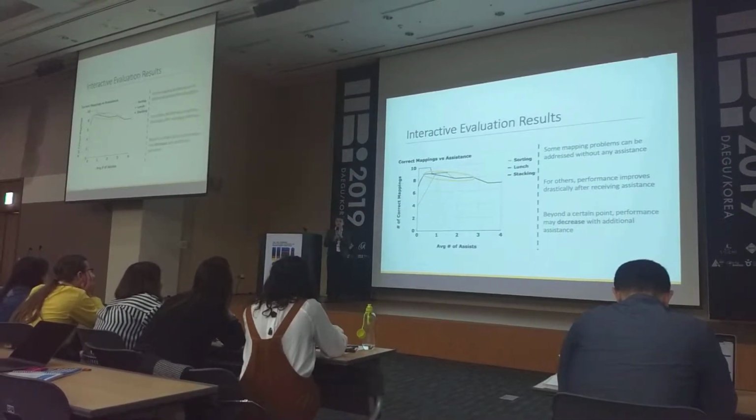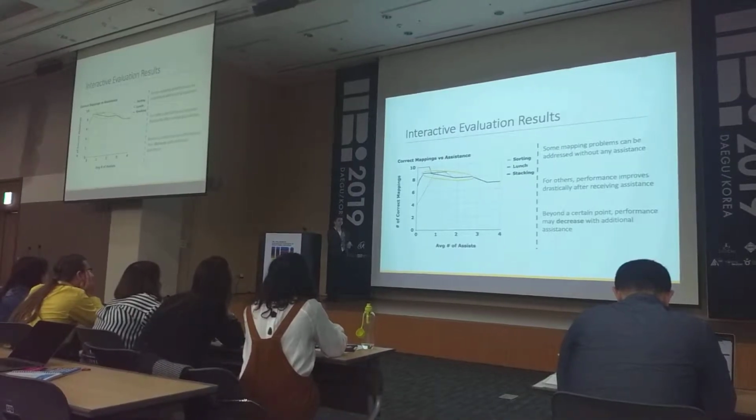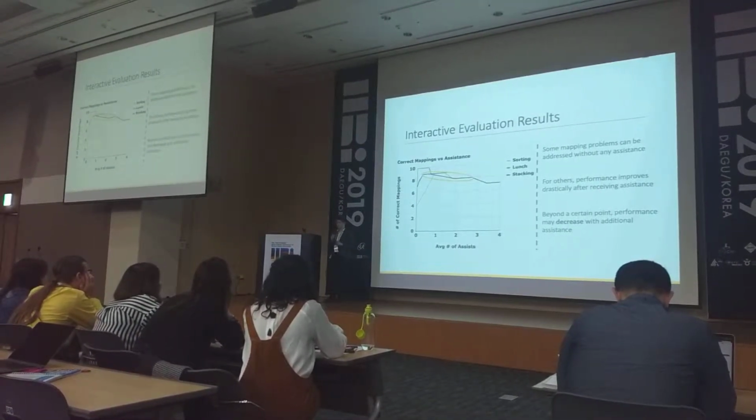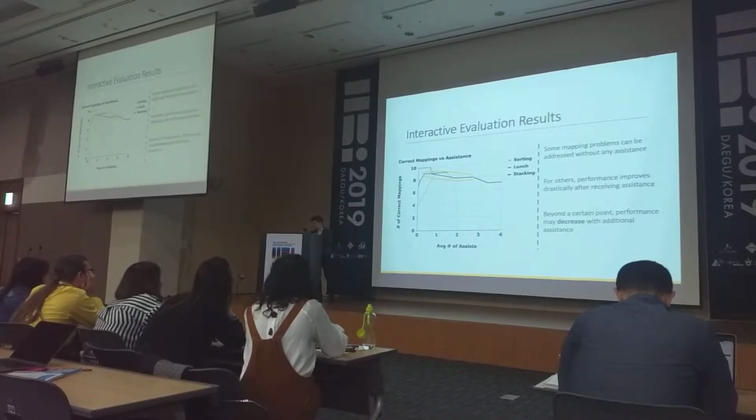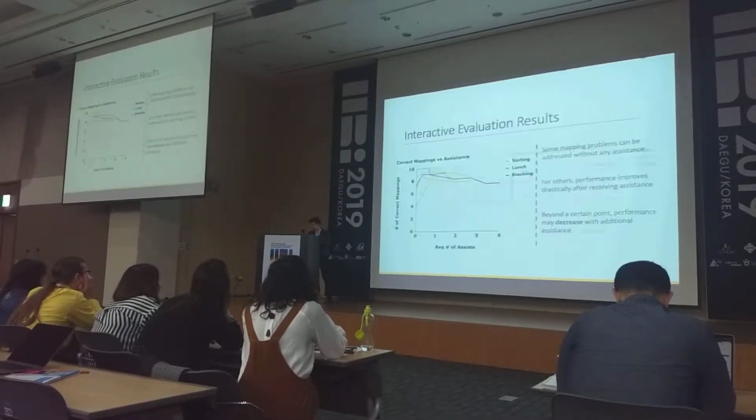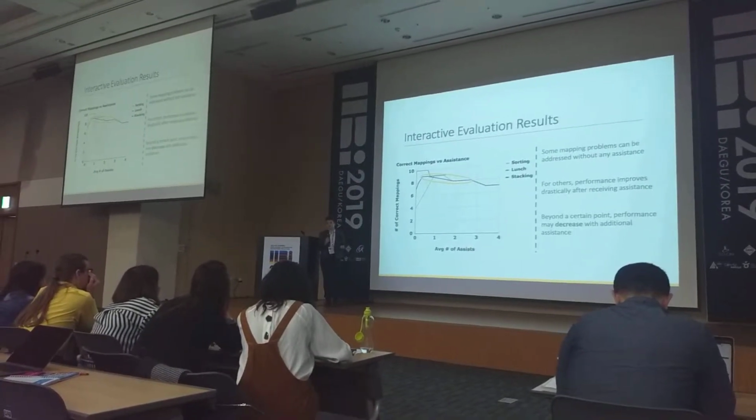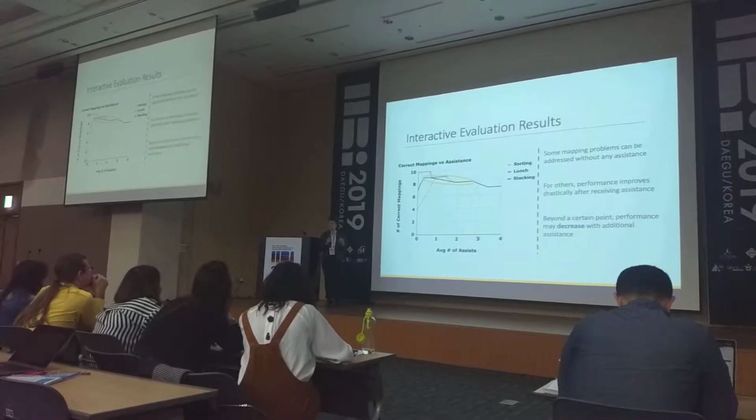We found something else that was very interesting, which is, at a certain point, performance may actually decrease with additional assistance. So we looked into this further and wanted to see what we could do about this. First of all, this decrease in performance may be due to a number of factors, but particularly if the assistance that the robot receives is incorrect.